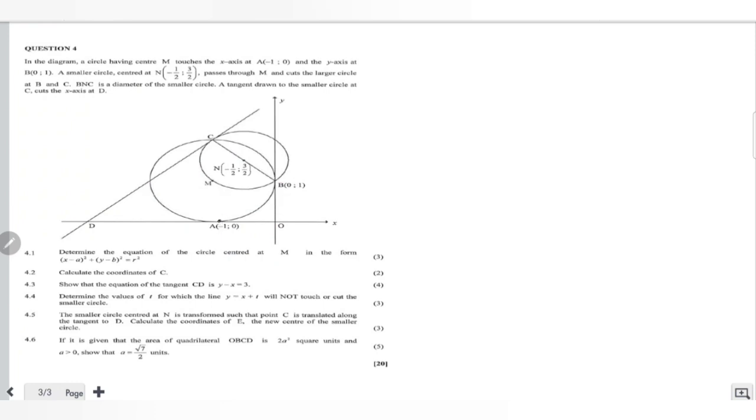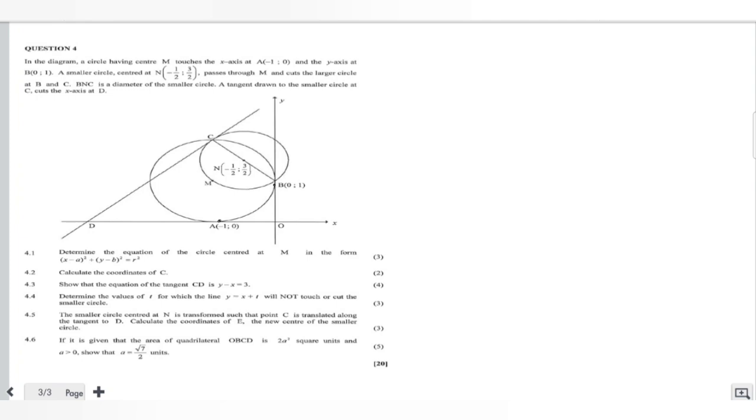Which means the x-axis is tangent at A to that circle, isn't it? Similarly, it is touching the y-axis at B, so the y-axis is tangent to the circle at B. In such a situation we can find the center. That is the idea of the first question.